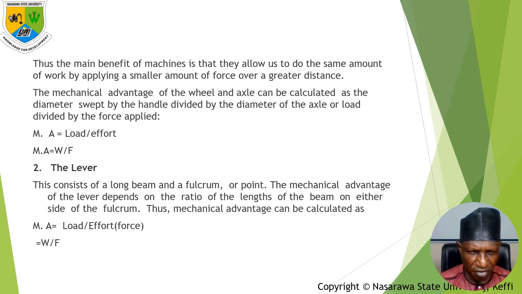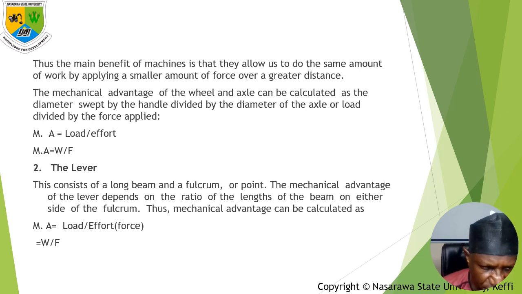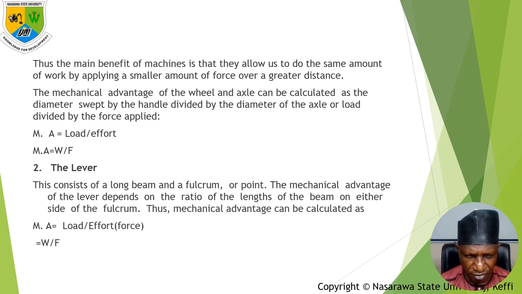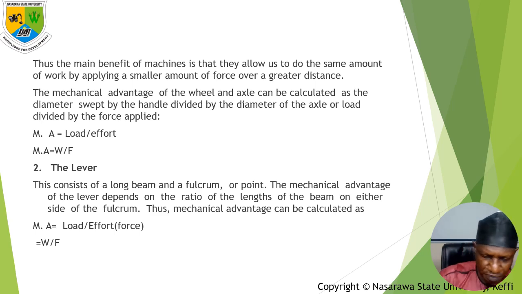Thus, the main benefit of machines is that they allow us to do the same amount of work by applying a smaller amount of force over a greater distance. The mechanical advantage of the wheel and axle can be calculated as the diameter swept by the handle divided by the diameter of the axle, or load divided by the force applied, as presented below. Number two, the lever. This consists of a long beam and a fulcrum or a pivot point. The mechanical advantage of the lever depends on the ratio of the length of the beam on either side of the fulcrum. Thus, mechanical advantage can be calculated as shown below.